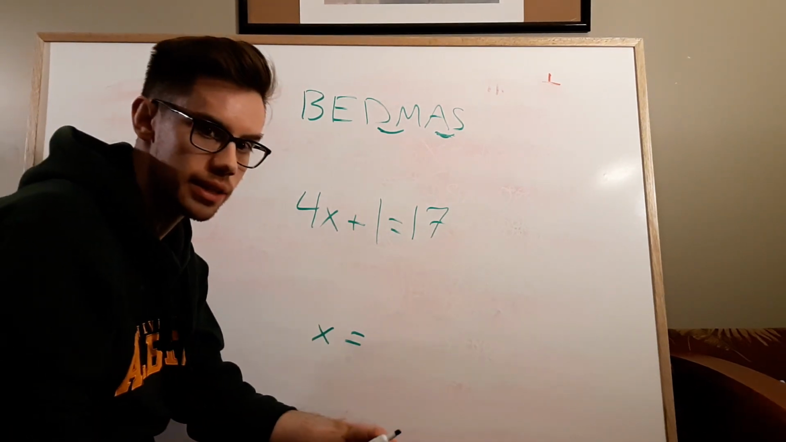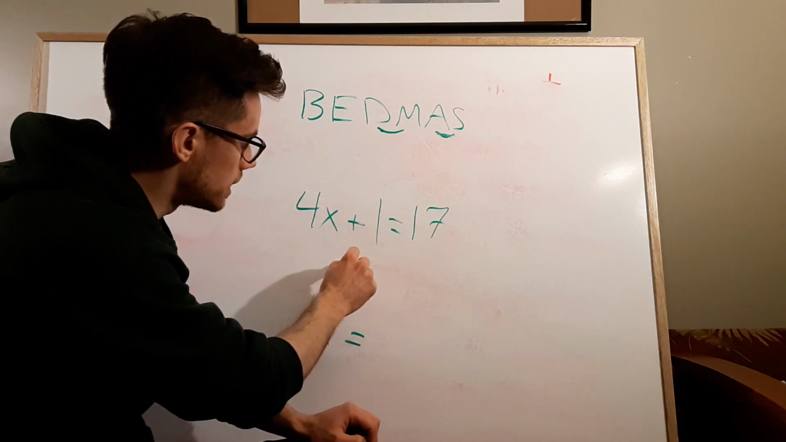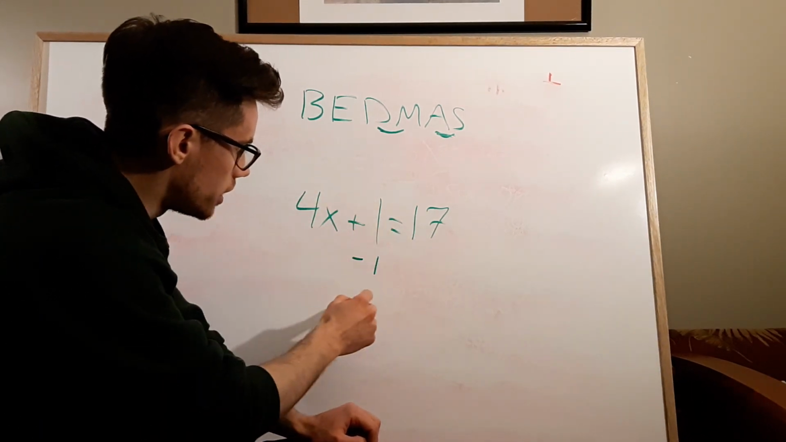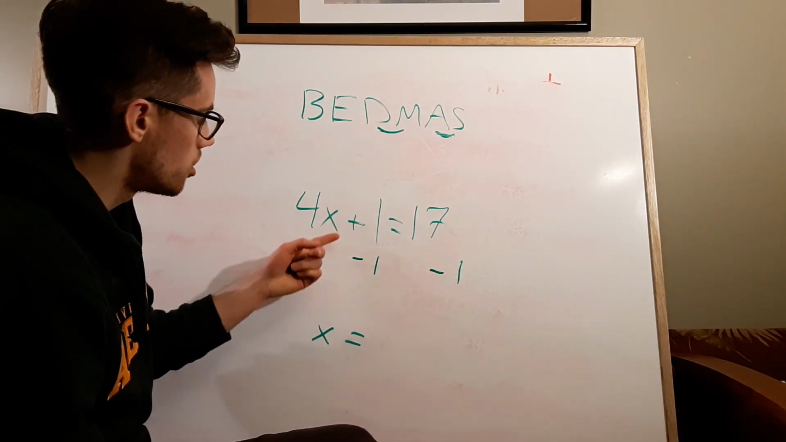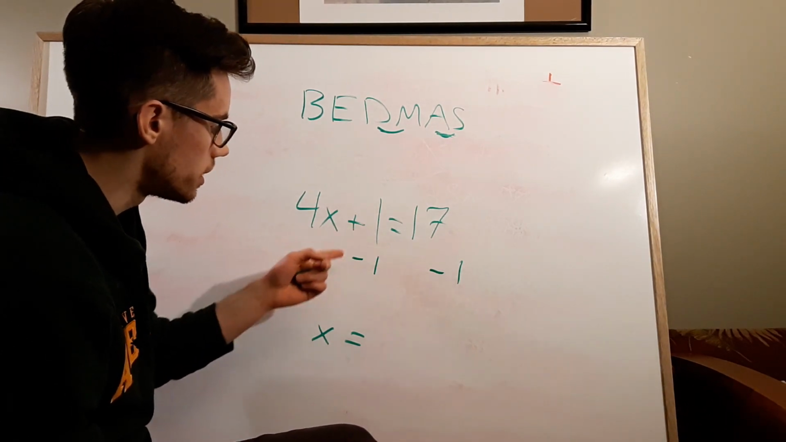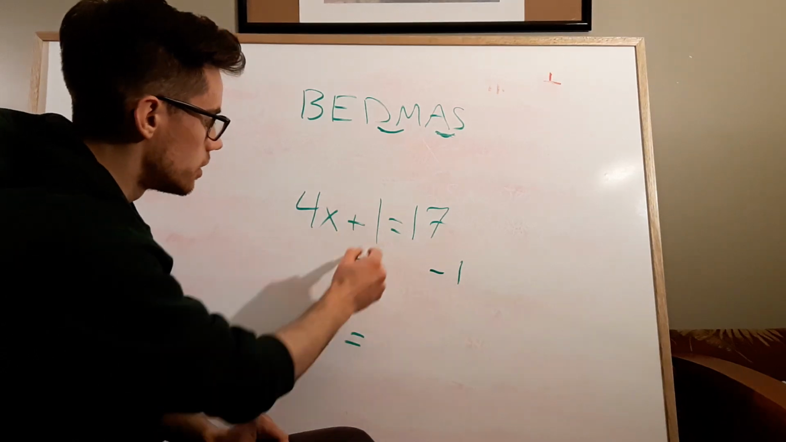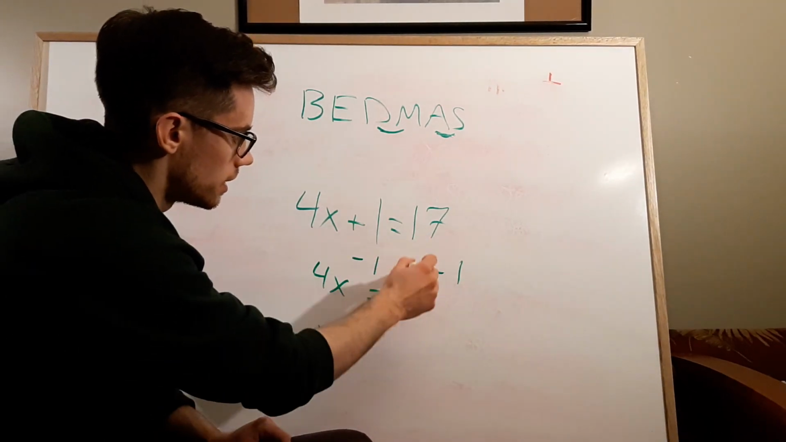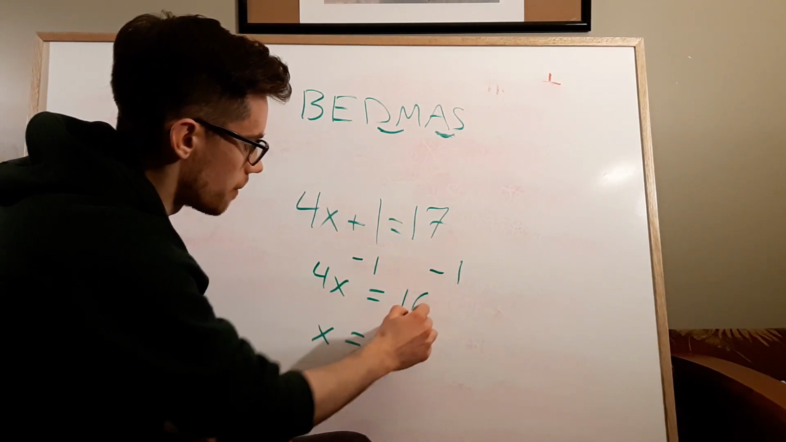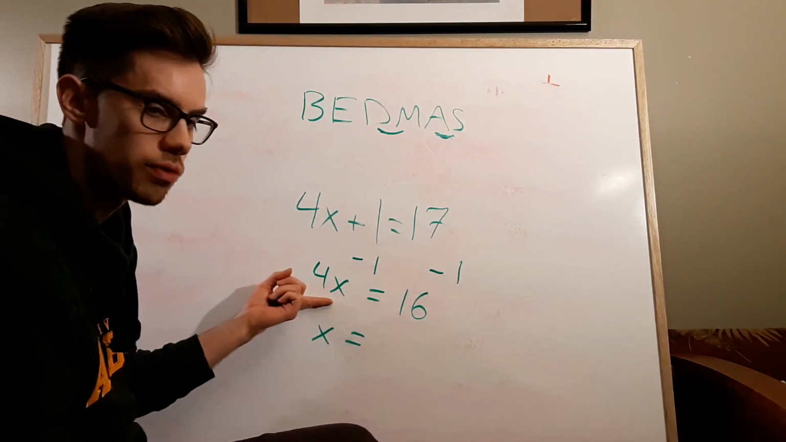So we're going to do the same thing. We're going to do the opposite operation, and we're going to take away 1. I've changed this side, so I need to take away 1 from this side as well. Plus 1, take away 1, that just gives me 0. So from here I get 4x is equal to 17 minus 1, which is just 16. And now we're back to something we're more familiar with.